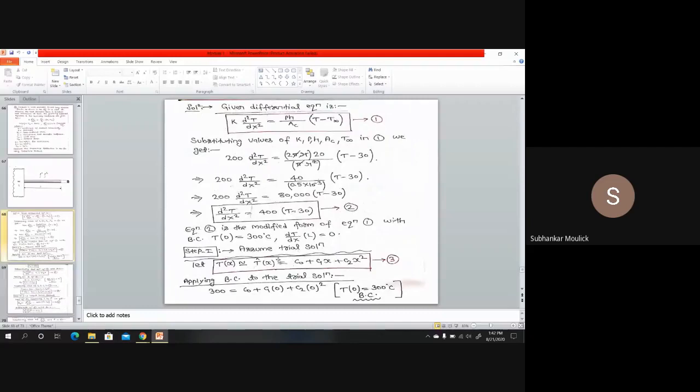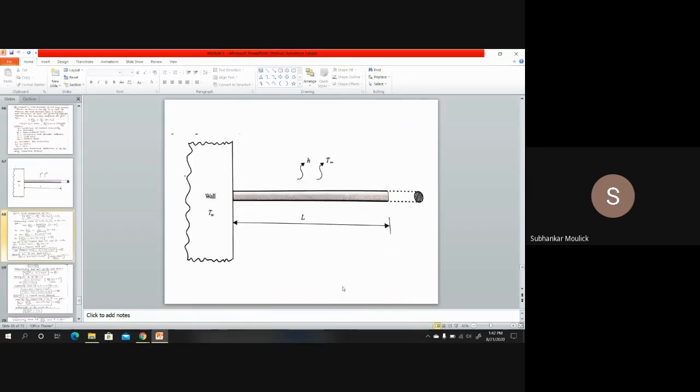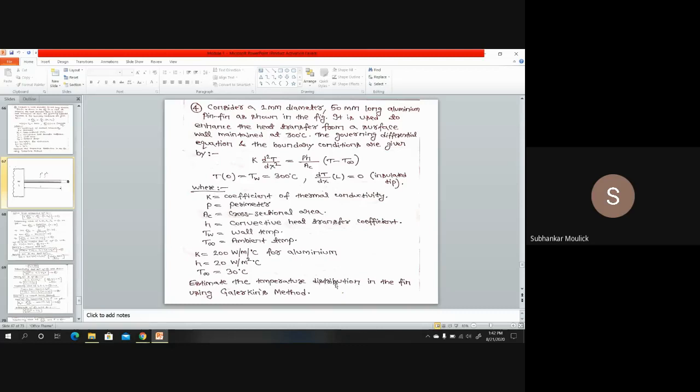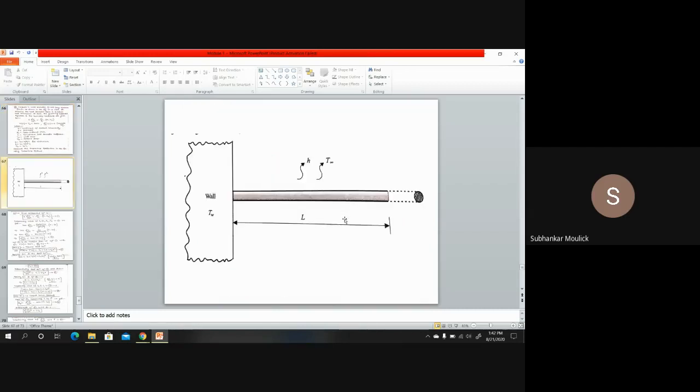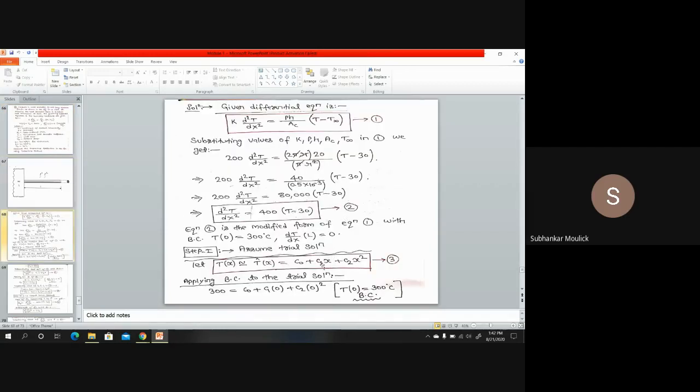Fine. So now you got the value of c0, you need to find out c1 and c2. We are having one more equation, that is this natural boundary condition. Boundary condition 1 we have already used, so now we cannot use it again. The second one is this natural boundary condition. So you are having one boundary condition and two unknowns, that is C1 and C2.